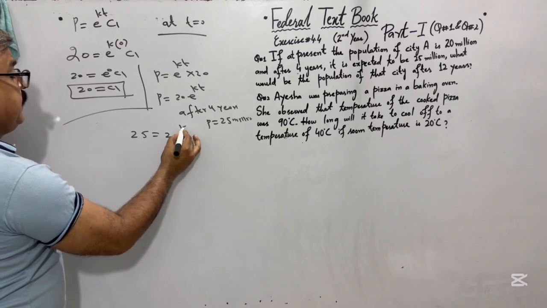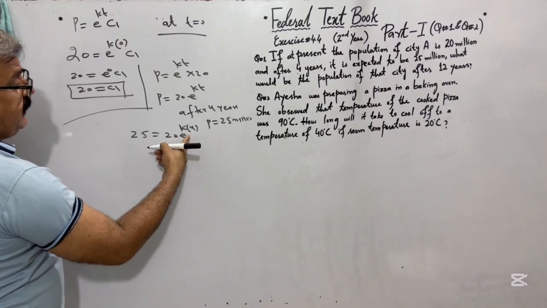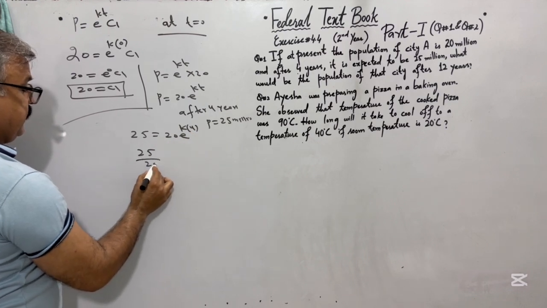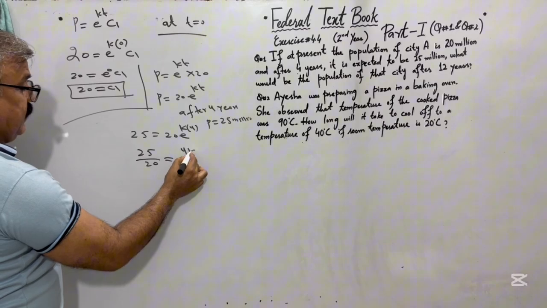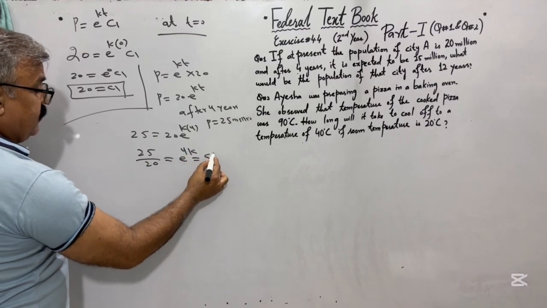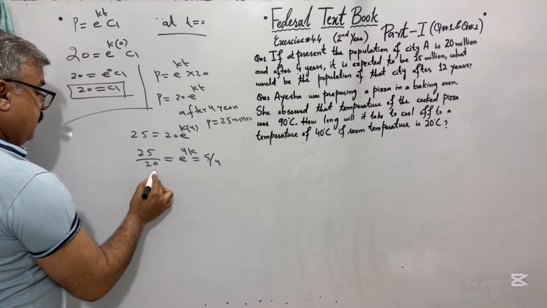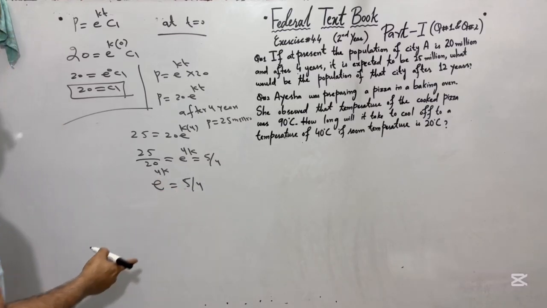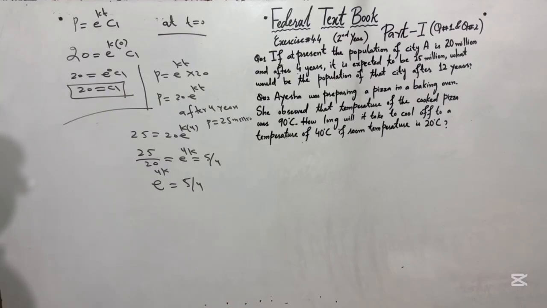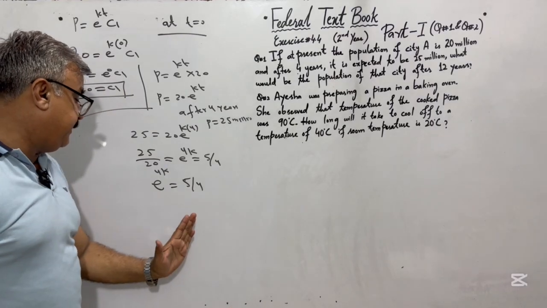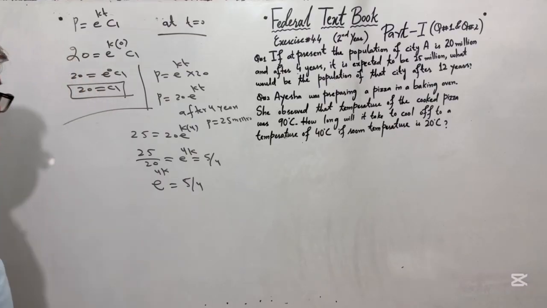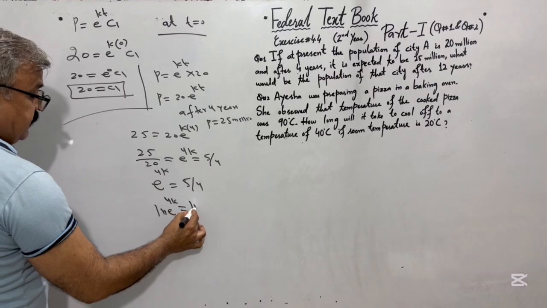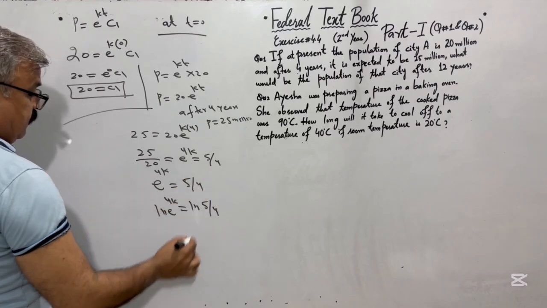25 equals 20 e raised to k times t, where t is 4, after 4 years. Shifting 20 over, e raised to 4k becomes 5 over 4. So we have e raised to 4k is equal to 5 over 4. To get rid of e, introduce ln on both sides, taking ln as a base. ln of e raised to 4k equals ln of 5 over 4.